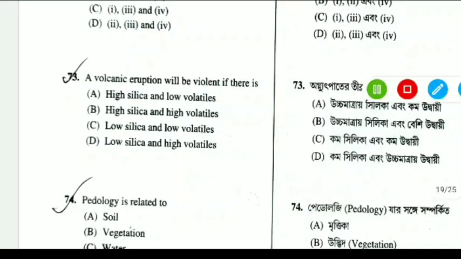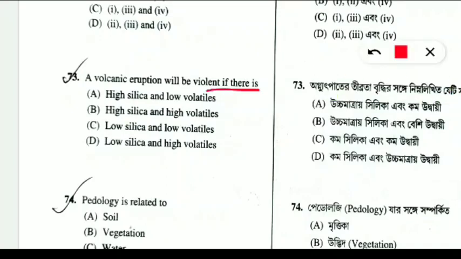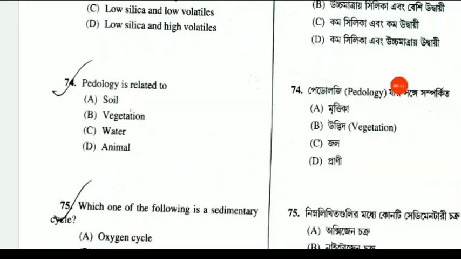Question 73. A volcanic eruption will be violent if there is what? Whether it is high silica, low silica, low volatiles or high volatiles. So the correct option will be when the volcanic eruption has high silica content and high volatile contents, then it will be called a violent volcanic eruption. So for 73, option B will be correct. Coming to the next question, question number 74. Pedology is related to what? It is also a very simple question. Pedology is the study of soil. So option A will be correct. Let's move to the next question.